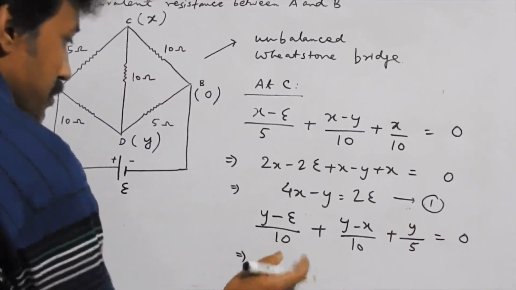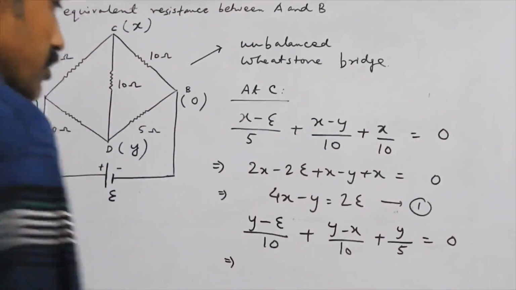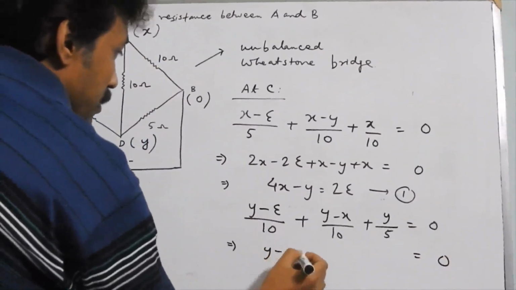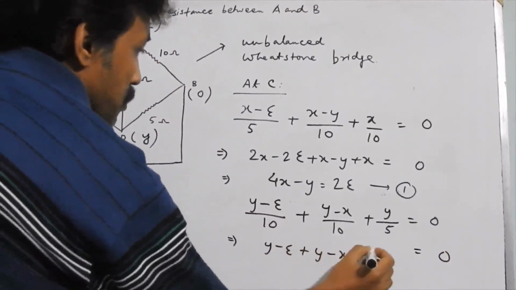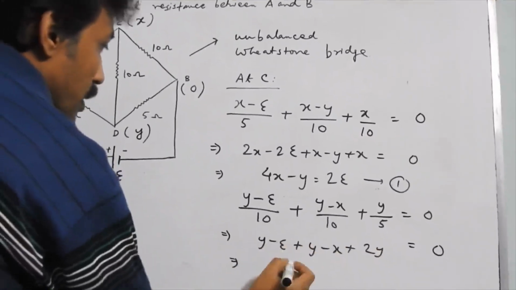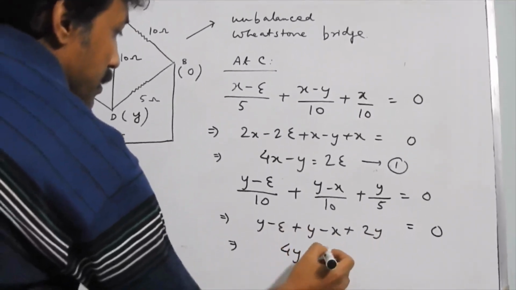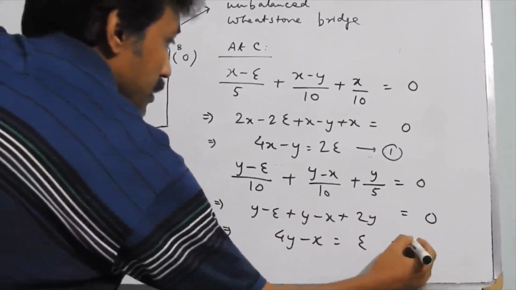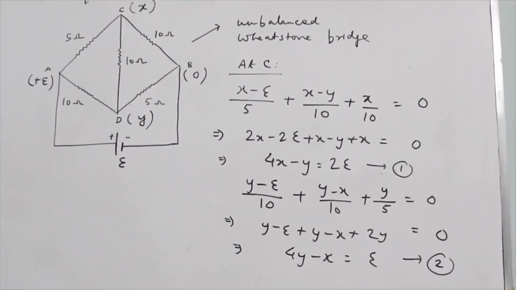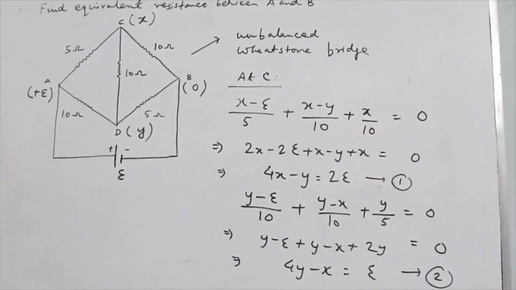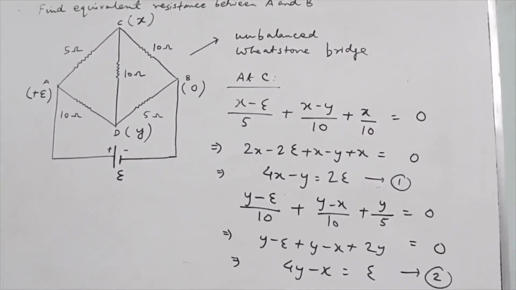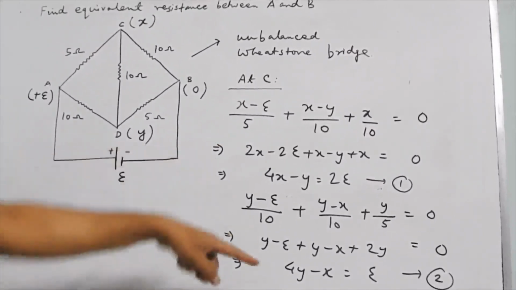Now again, if you take the LCM 10, it will cross multiply with 0, that will become 0, and what we get is y minus epsilon plus y minus x plus 2y equal to 0, which gives you 2y plus y, 4y minus x is equal to epsilon. This is your second equation. So we have two equations. One is 4y minus x is epsilon, and 4x minus y is 2 epsilon. So let us solve these two equations.